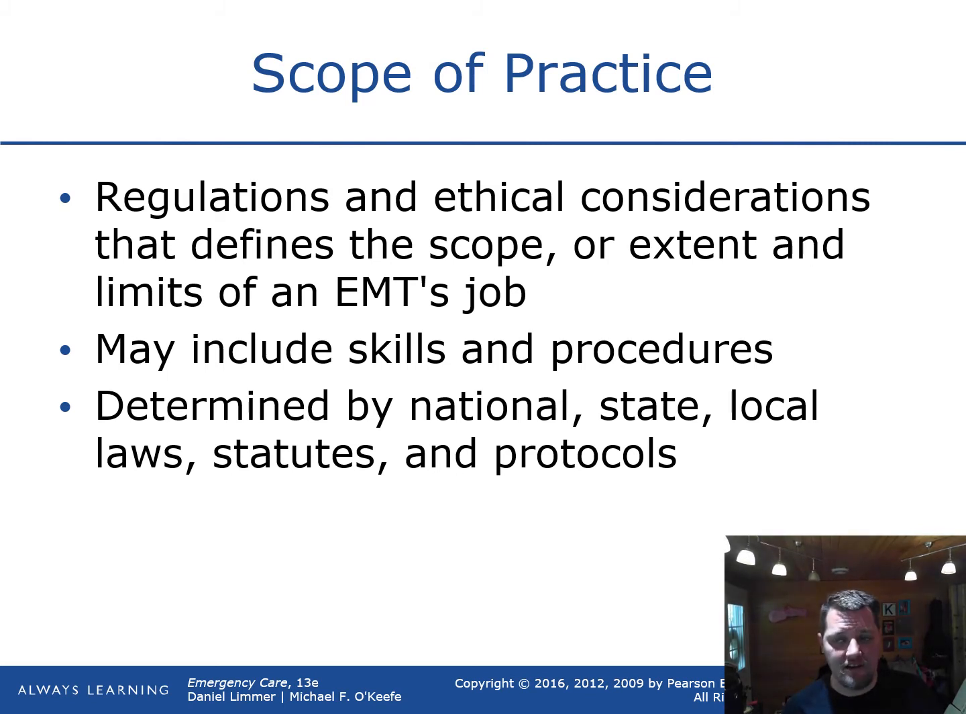Missouri, for example, has set standards that say you can do this, you can do that, you can't do this, you can't do that. In other states, they allow their EMTs to do a little bit more, or a little bit less. It just depends on what their state allows.